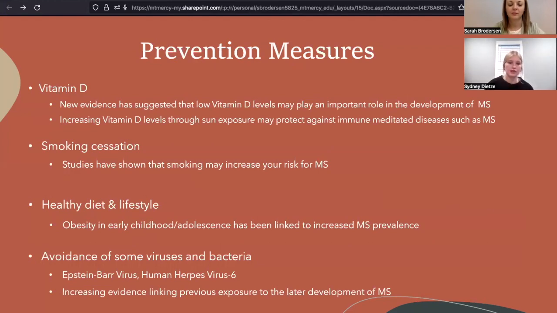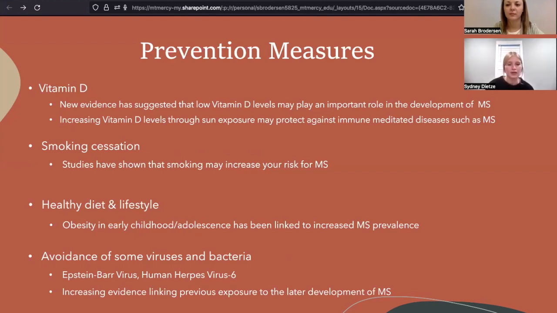So prevention measures, we don't know the exact cause of MS yet or exact risk factors. There's new evidence suggesting these new risk factors and how they're associated with triggering autoimmune inflammatory disorders. So one is the vitamin D. So new evidence has suggested that low vitamin D levels may play a role in MS development. So just increasing vitamin D levels through sun exposure may protect against immune-mediated diseases like MS.